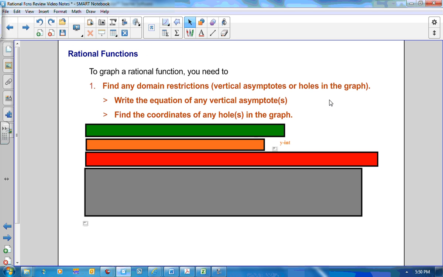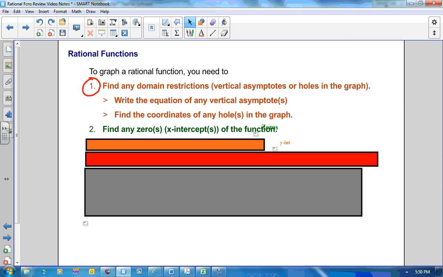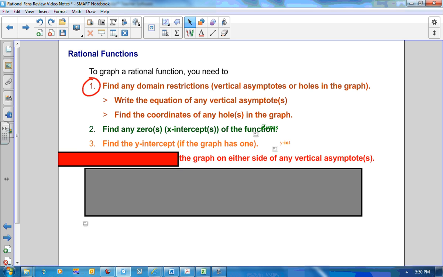If you need more help on finding the domain restrictions, which we covered in graphing rational functions part 1, you can watch that video. Today we covered finding the x-intercepts and the y-intercepts. In our next video, stay tuned, we will cover finding the end behavior of the graph on either side of any vertical asymptotes. So how do you know how the graph of a rational function is behaving near the intercepts?